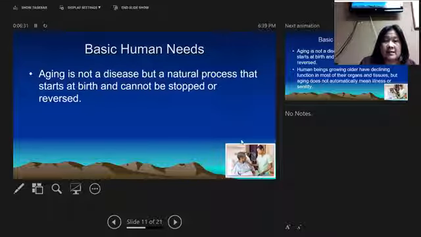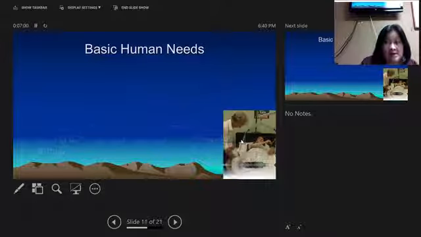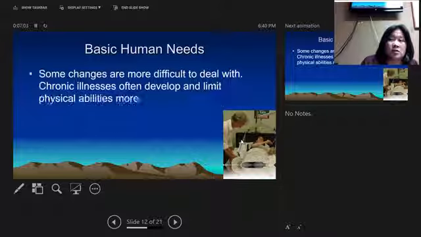Aging is not a disease, it's a natural process. We talked about that in the other chapter about the aging process. It's going to happen to everybody. It can't stop, but some people age more gracefully than others. As we grow older, body systems decline. Organs and tissues stop functioning as well as they used to. But aging doesn't automatically mean that you're going to be bedridden and sick and can't get out of the bed. People still live active and healthy, fulfilling lives if they are encouraged to continue participating.